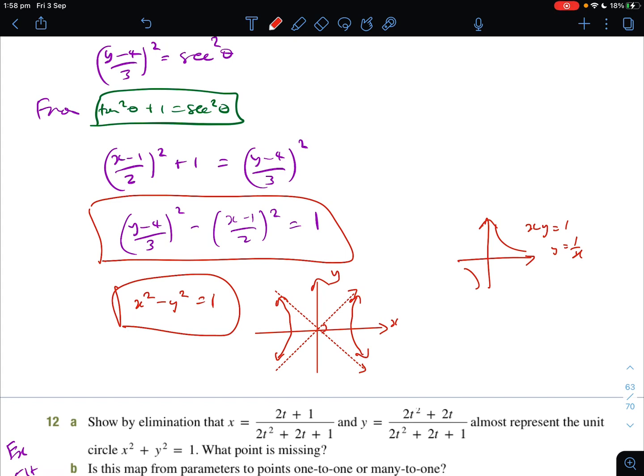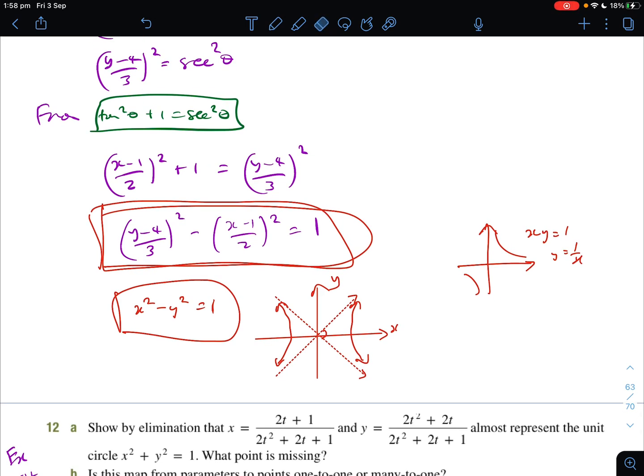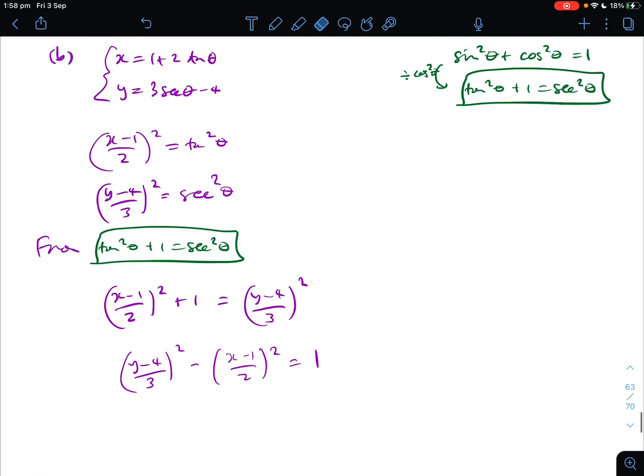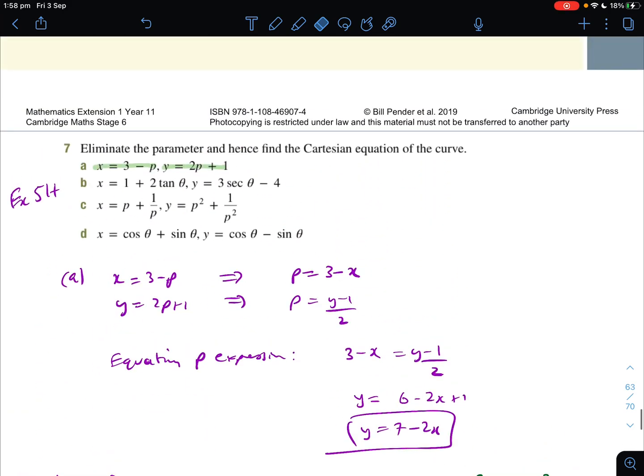This one happens to have a perpendicular pair of asymptotes, but this one certainly does not. Anyway, that's just an aside. You're not being asked to understand hyperbolas. You're not being asked to graph this function. You're only being asked to find the Cartesian equation of the curve.